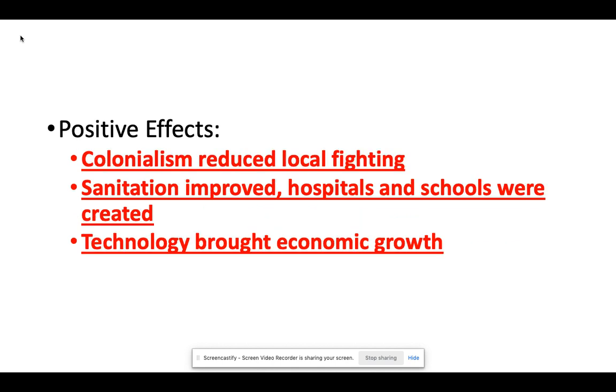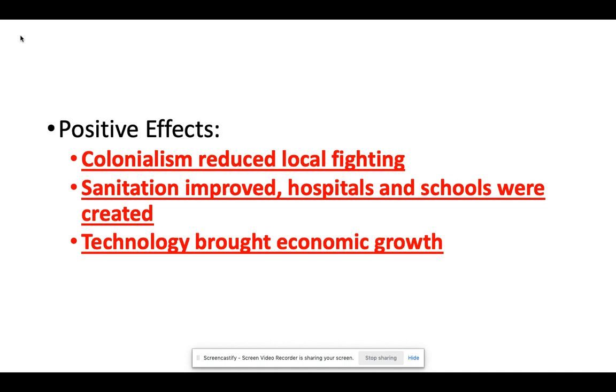Positive effects. Because the colonizers are establishing colonies, they have to bring in their military, because remember, the Berlin Conference says you have to control it and you have to maintain it. Then they have to bring in a military to do so. That will reduce local fighting. So the indigenous people are not going to be fighting each other all the time, because now they have a common enemy, and that's the colonizer. That's the imperialist nation that has come in.